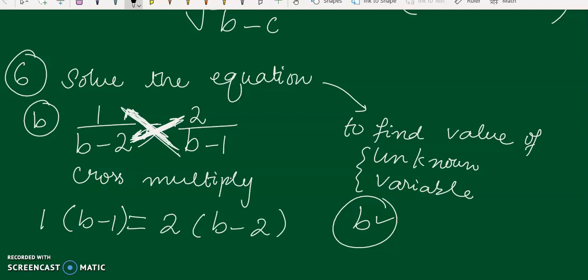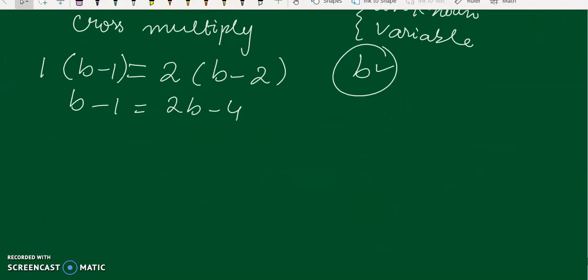Now we open up the brackets. 1 will be multiplied with both b and 1. So we get b minus 1 equals 2b minus 4. Now we combine the like terms. So 2b is bigger. So we try कि हम smaller b को इसके पास ले आए. So this b is added over there. 2b के पास आकर ये subtract हो जाएगा.